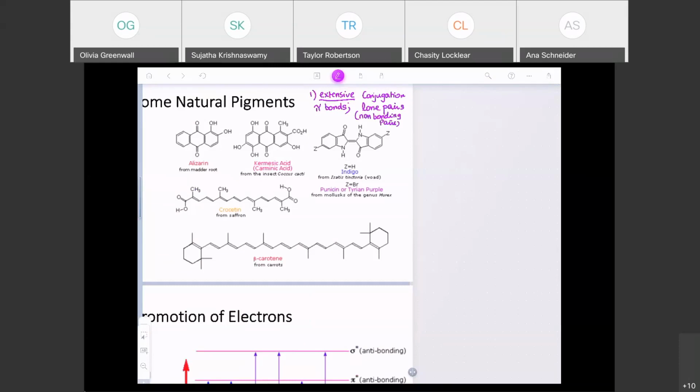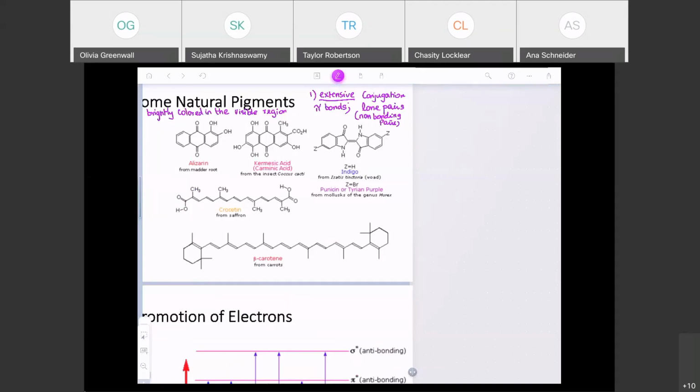You can see that if you have a lot of pi bonds and a lot of lone pairs, it turns out that these compounds are brightly colored in the visible region. So that's the big point I want to make here. The more the conjugation, the more the number of lone pairs, non-bonding pairs, the richer is the color, the greater is the chance that you're going to see the color of the object in the visible region.